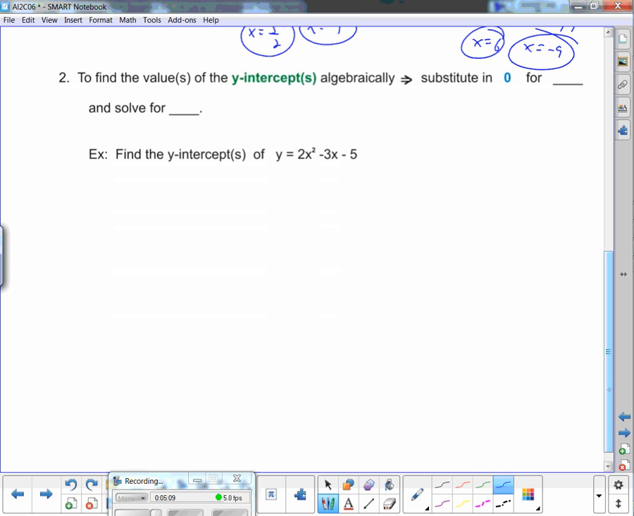All right, number 2, to find the values of the y-intercept algebraically, again, substitute 0 in for the x, and solve it for the y.